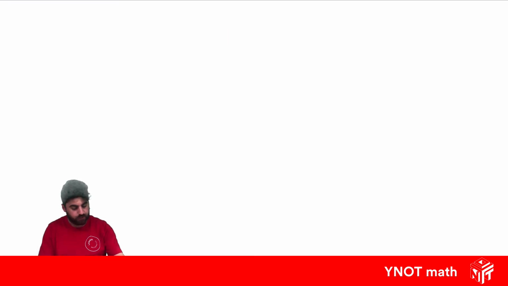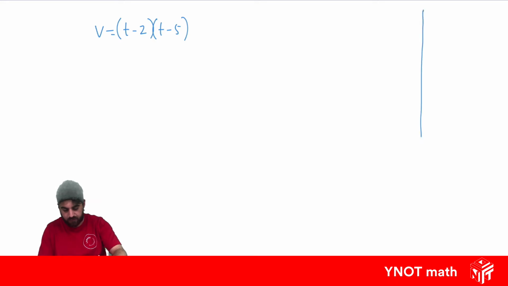Okay, we're going to start off with an example where we're given velocity, and that's going to be equal to (t minus 2) times (t minus 5). So that's velocity in terms of time. So we're going to graph this out so we can see what's going on. Graph out our velocity function. So the y-axis is represented by velocity and the x-axis for time.